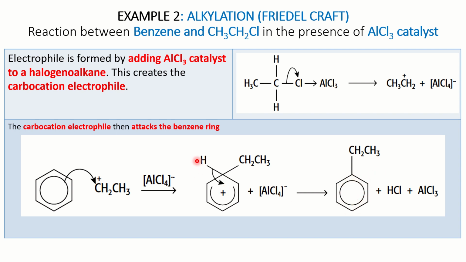Now this hydrogen is already substituted with CH2CH3. This hydrogen will become H plus, and it will take one of the chlorine from this ion, and it becomes HCl. This is your side product. Now since AlCl4 minus already gave one of the chlorine to your hydrogen, it will become AlCl3. And if you do realize, AlCl3 is the catalyst that you get back. Catalyst is not used up at the end of the reaction.